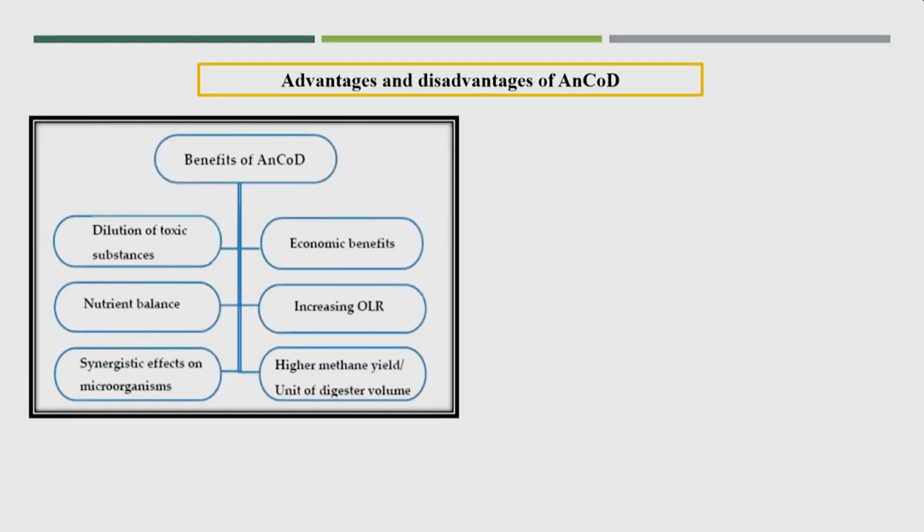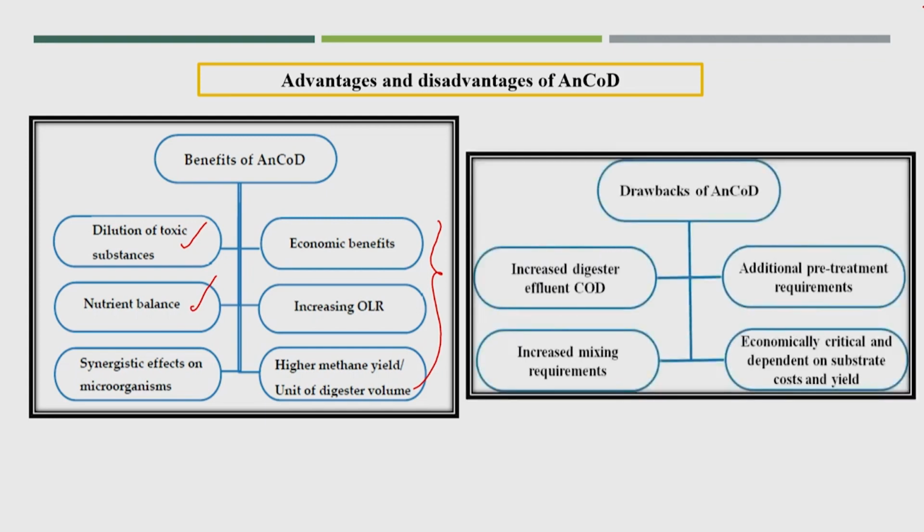So, what are the advantages and disadvantages? The advantages or benefits of the anaerobic co-digestion process are dilution of toxic substances, nutrient balance, that is the carbon to nitrogen ratio, and also synergetic effect of microorganisms. So, these are the benefits from addition of other nitrogen rich material. So, what are the drawbacks? Drawbacks could be increased digester effluent COD.